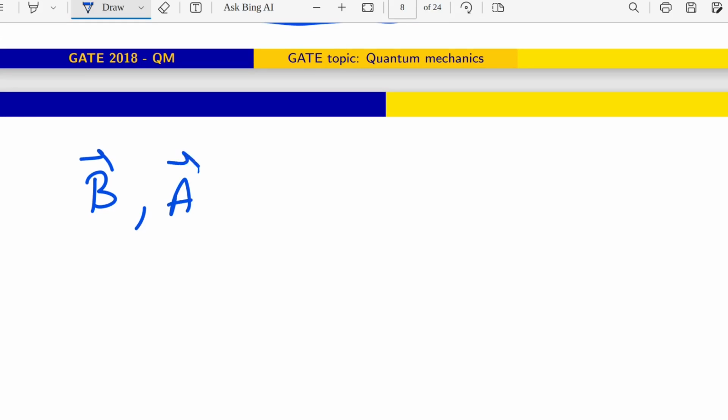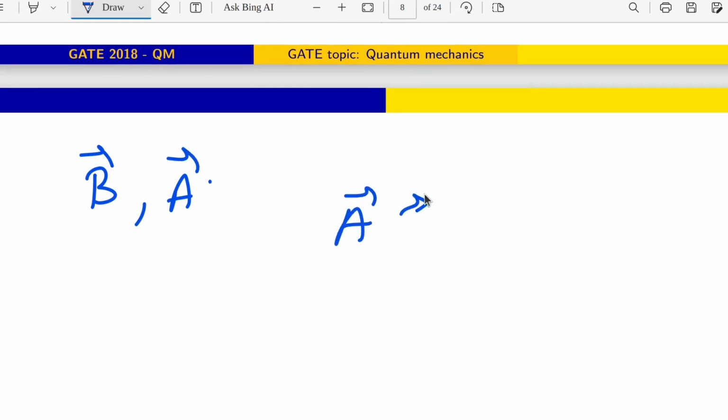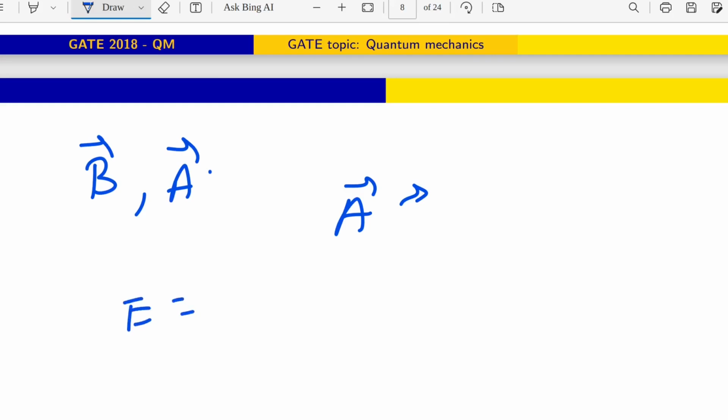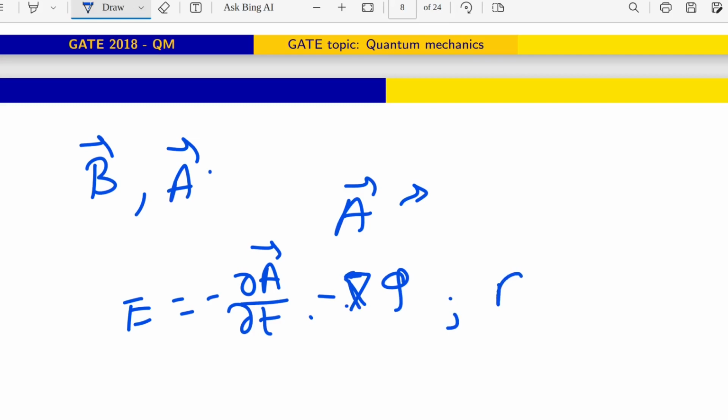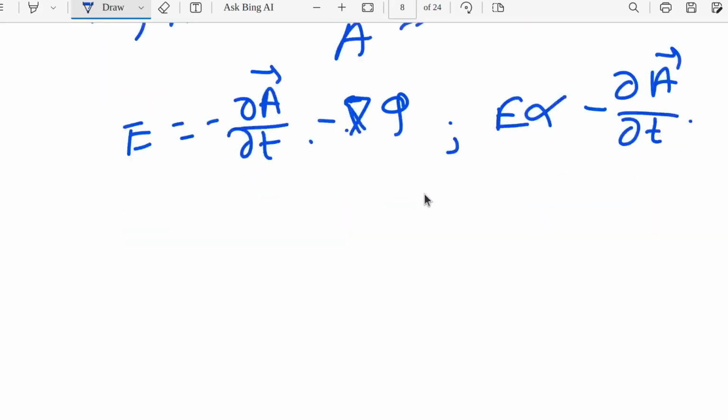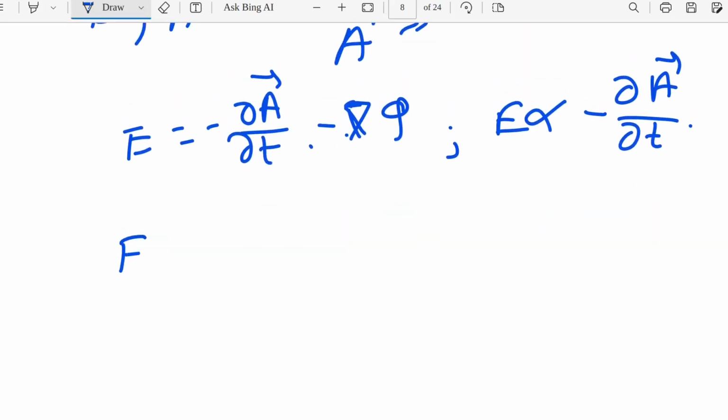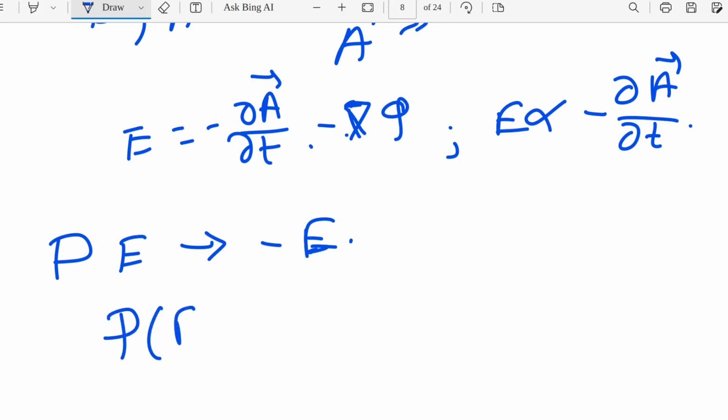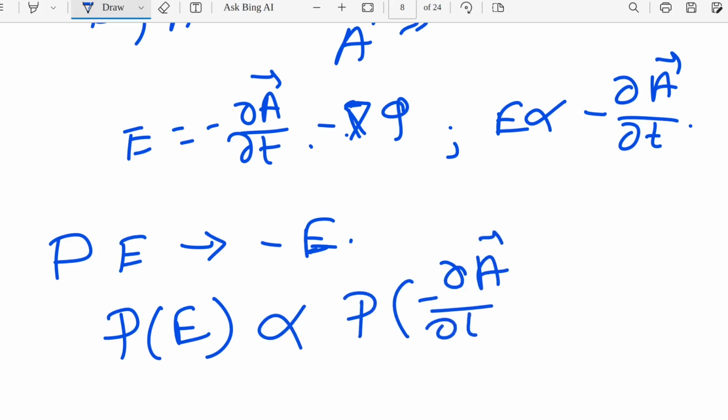Firstly, I am just going to write about A. From the Maxwell equation, we can write that E equals minus del A del t. Obviously grad phi was also there. So as a whole, I can write E is proportional to minus del A del t, right? So if I use this expression, what will happen? I have already told you that under parity E goes to minus E. So let's say I apply parity on both the left hand side and the right hand side.